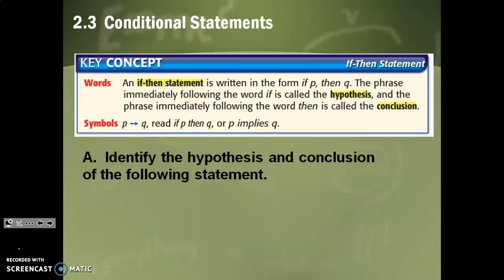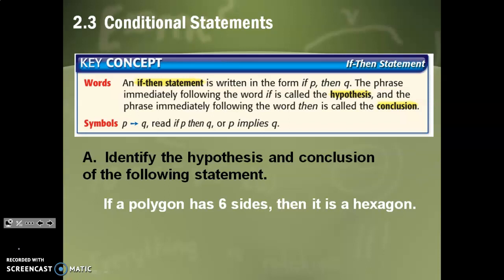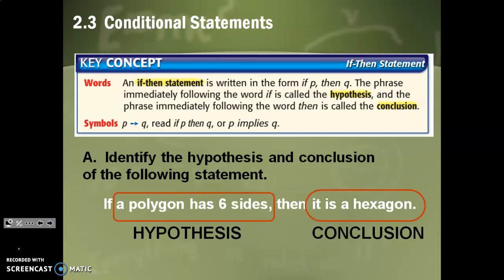Again, go ahead, hit pause if you want to copy this down. We don't see the arrow too much. We usually see if P, then Q, or P implies Q. When we talk about a statement and the hypothesis and conclusion, what comes after the if is the hypothesis, and then what comes after the then is the conclusion. So that's kind of the main part of the hypothesis and conclusion of an if-then sentence.